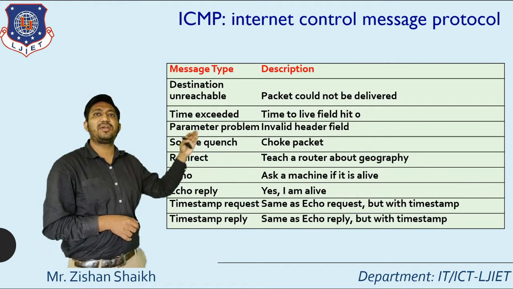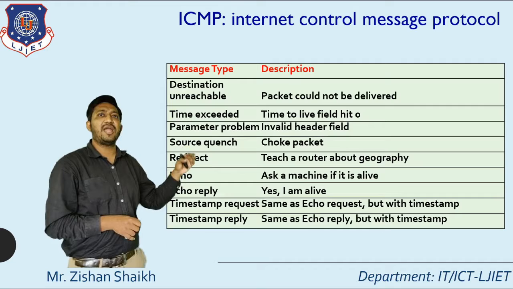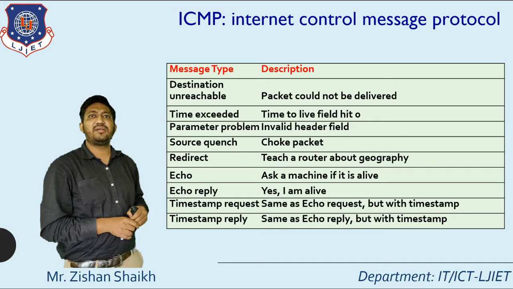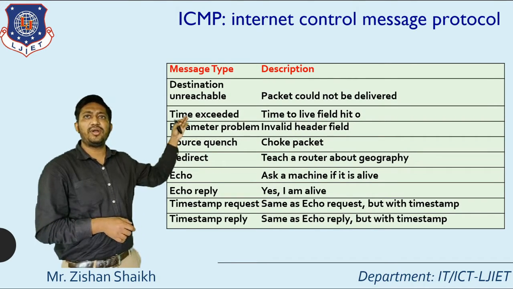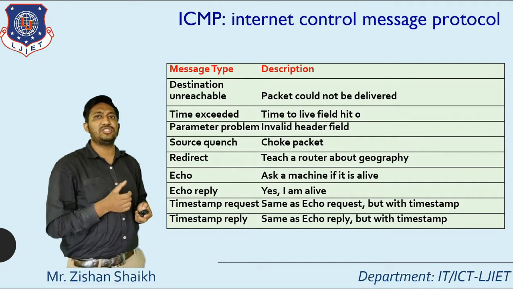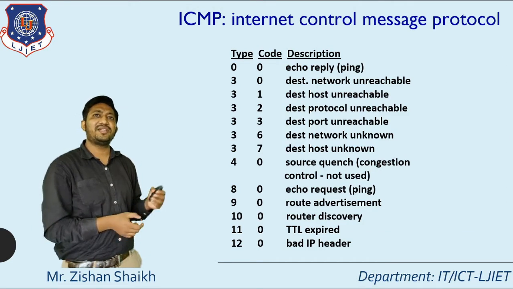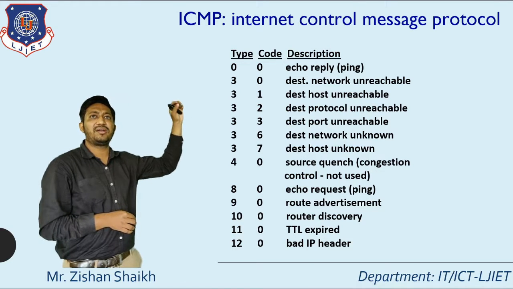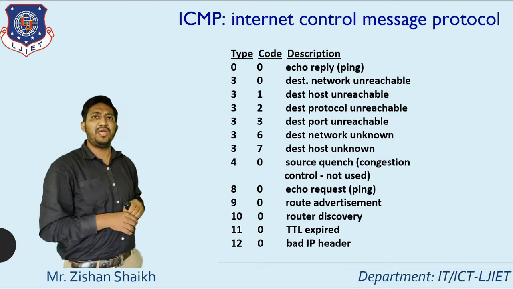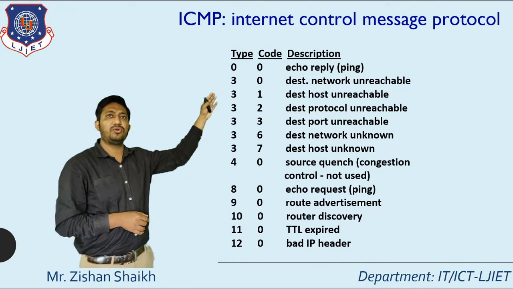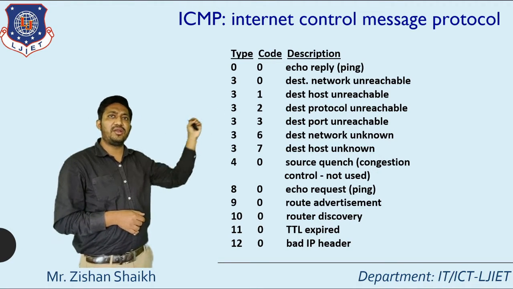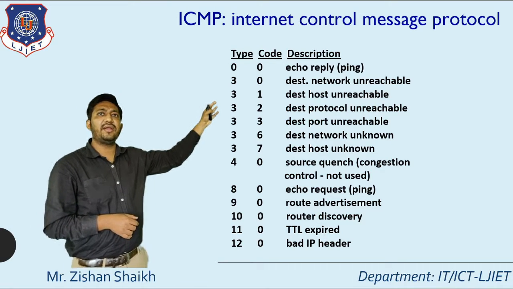Time exceeded means the time to live field has hit 0. Source quench is a choke packet message. So according to the message type, our host or router will understand the exact situation of our network. Each message has a type and code. For example, for echo reply, if we perform a ping operation, it is known as type 0 and code 0. For destination network unreachable, the type is 3 and code is 0.